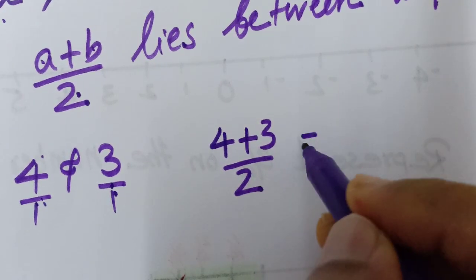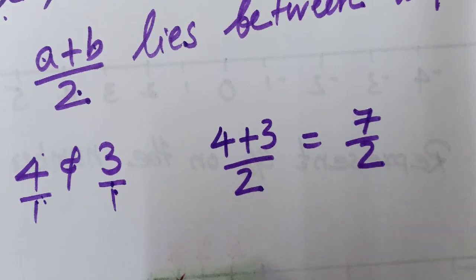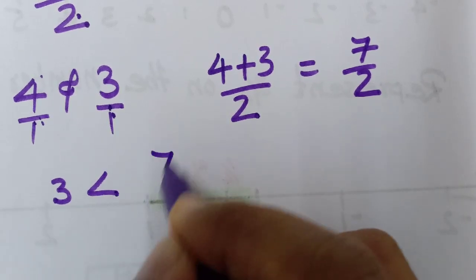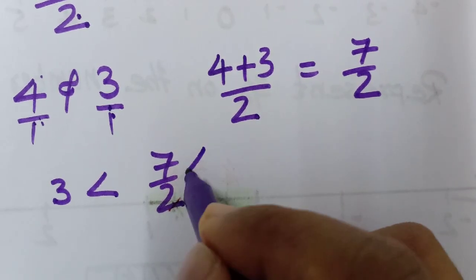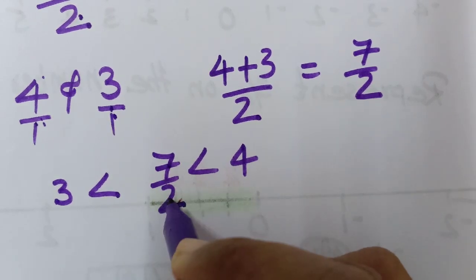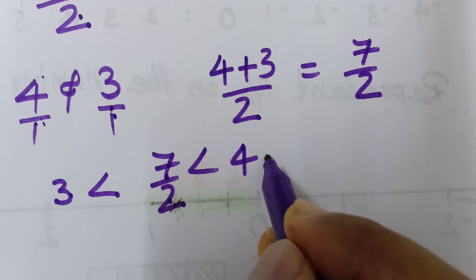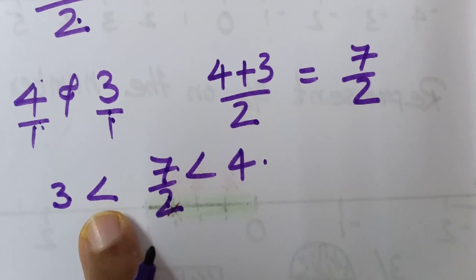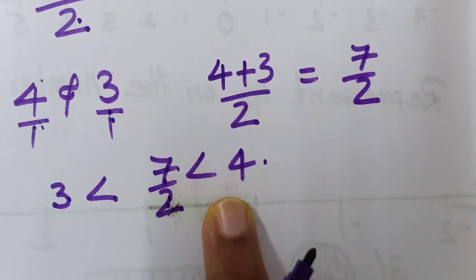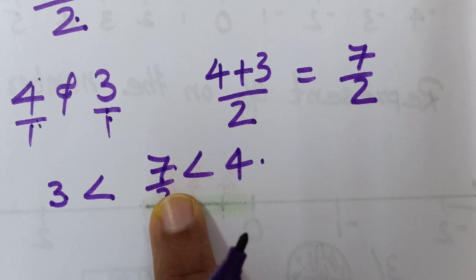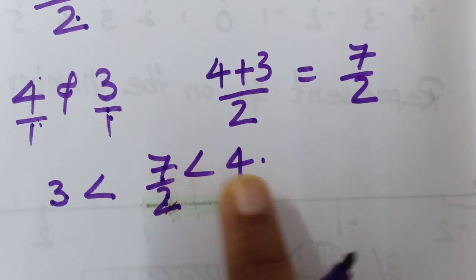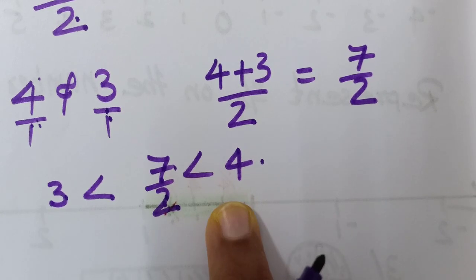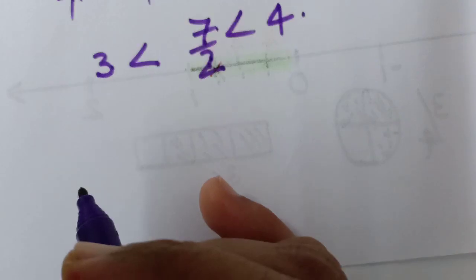So what is (4 plus 3) by 2? 7 by 2. So we can say 3 is less than 7 by 2, which is less than 4, or 7 by 2 lies between 3 and 4. 7 by 2 is greater than 3 but less than 4. So to find a rational number between two numbers, what should you do? The (A plus B) by 2 formula you have to apply.